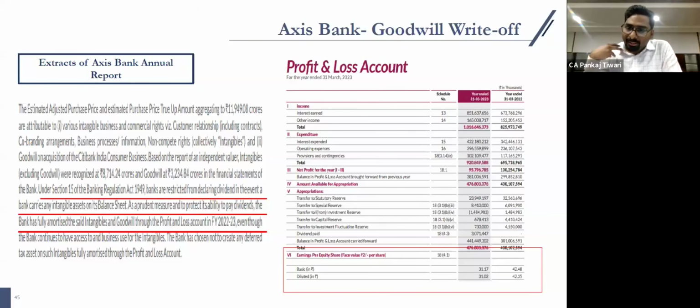So whenever you look at any goodwill write-off or any one-off item, it could be because of an impairment issue, which we discussed in the case of Tata Motors, or it could be on account of a regulatory provision as well. Here, very clearly, the purchase consideration towards goodwill was written off in the year of acquisition because there is a regulatory restriction on declaring a dividend.